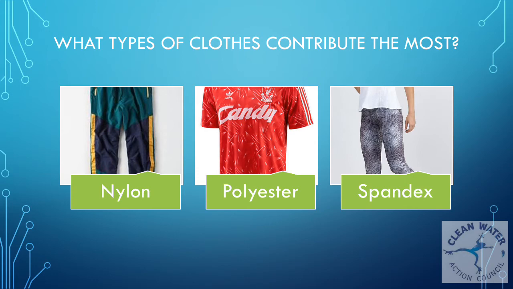So which of these contribute the most? Obviously, synthetic fibers and recycled plastic garments are going to be the worst offenders when it comes to releasing microplastics through washing. Any synthetic fabrics such as nylon, polyester, and spandex are made with some kind of man-made plastic that is going to be leached out when you wash the garment.